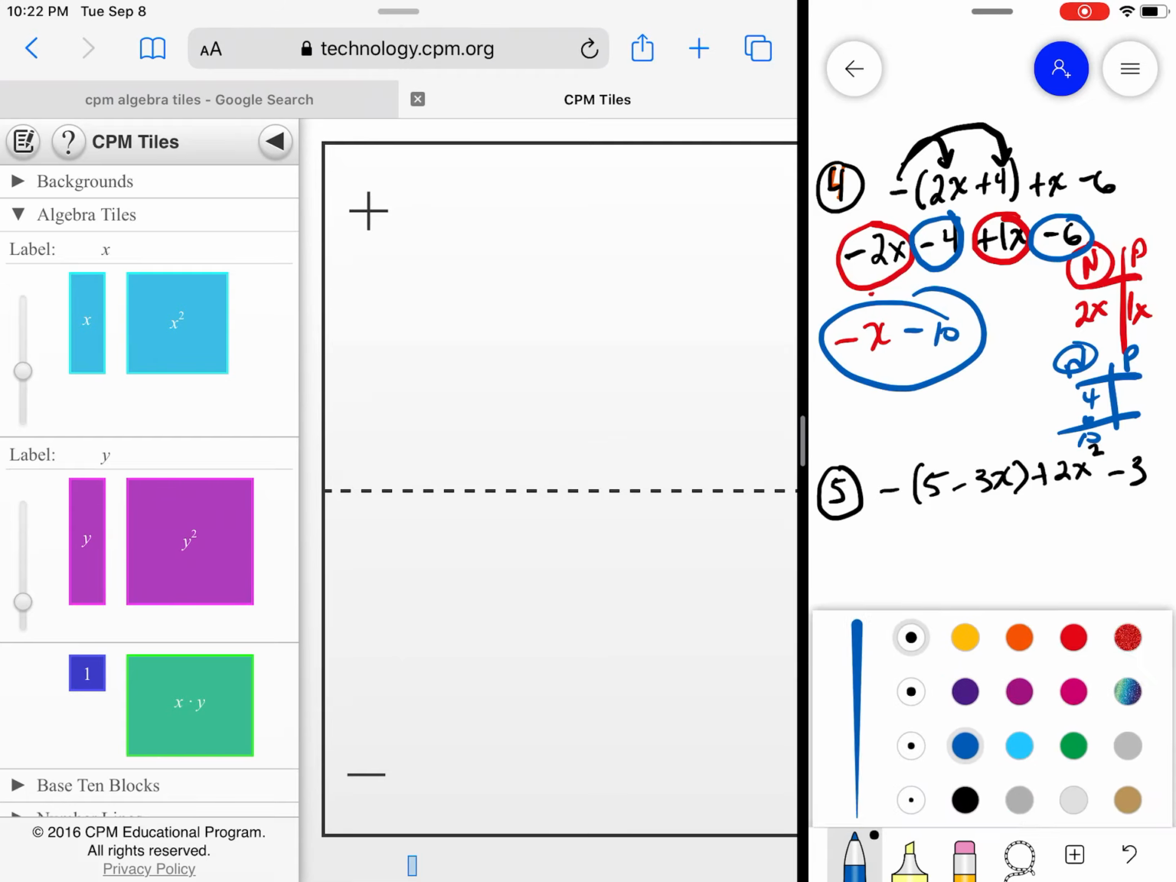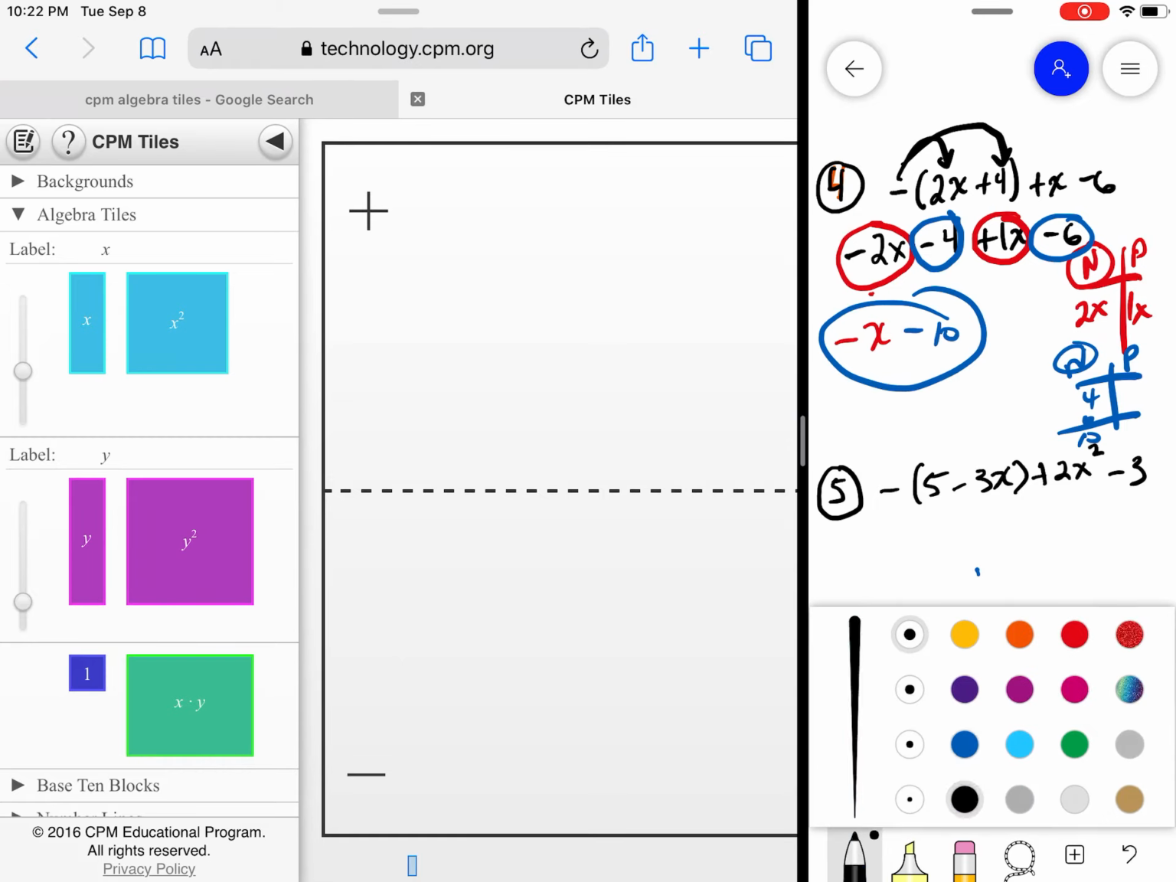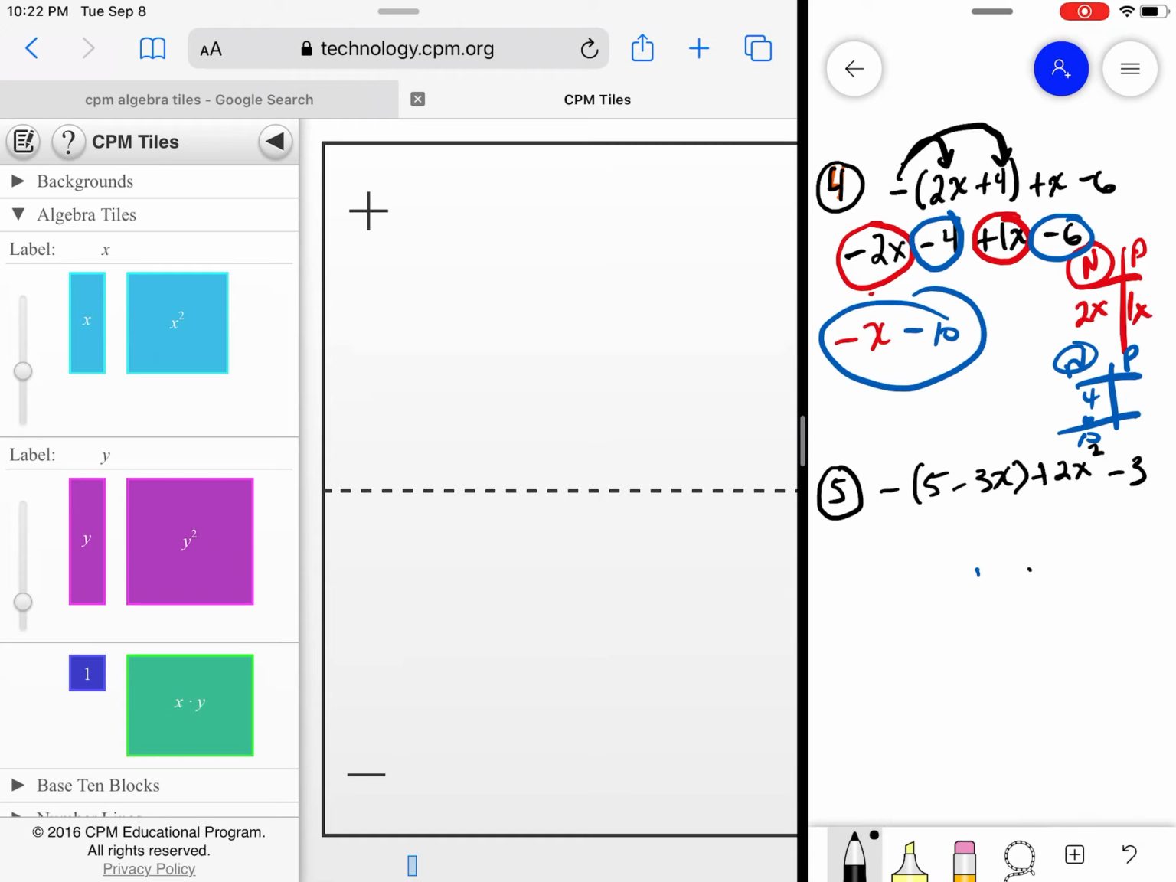Let's try number 5. Again, I'm going fast because you were supposed to try them on your own, so this is just a quick check. So in number 5, yes, we have some flip up. We have a negative in front of parentheses. We're going to distribute that to both terms inside. So negative times 5 gives me negative 5. Negative times negative 3x gives me positive 3x. Bring down my plus 2x and my minus 3.